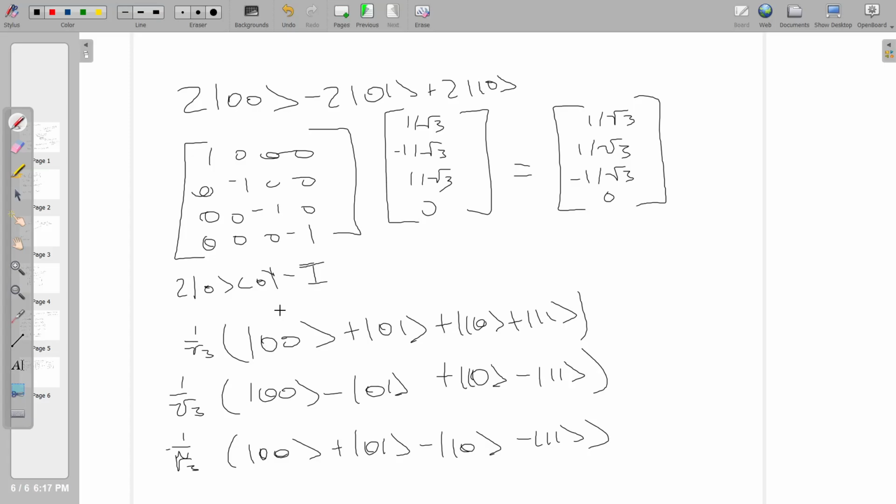Okay, this one is 2/3 minus 1/3. We get 1 over square root of 3, 0, 0. Okay. Now let's add up this one. We get, this cancels.